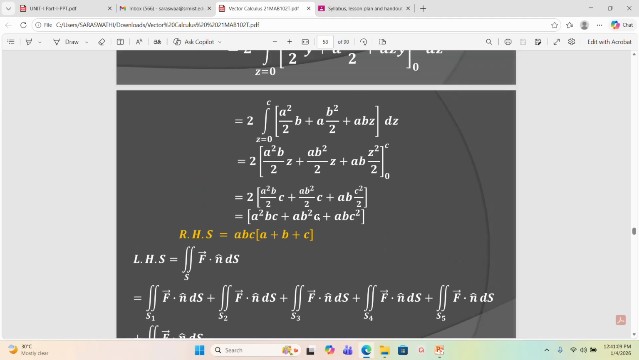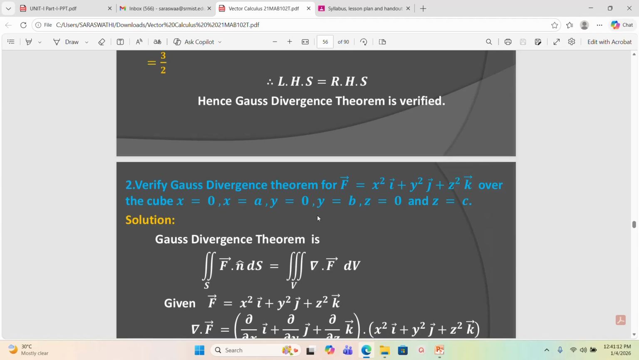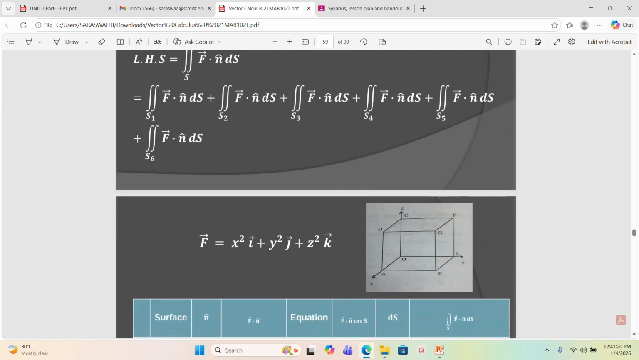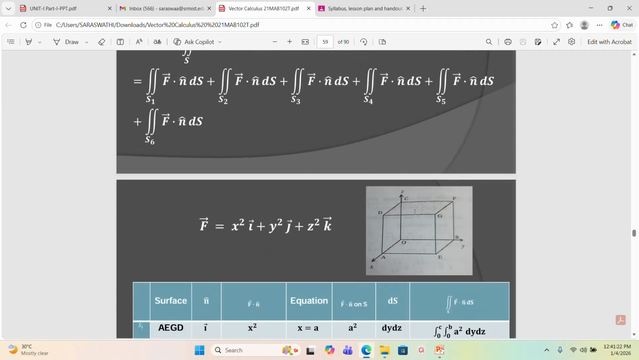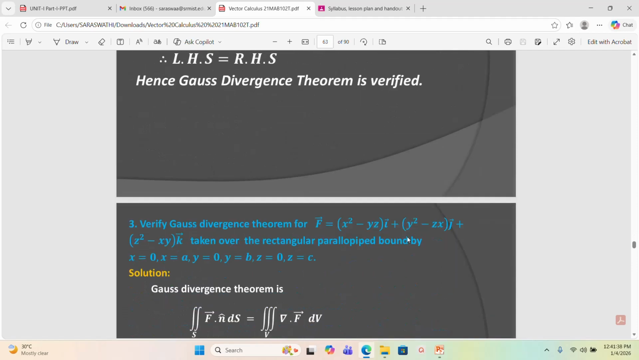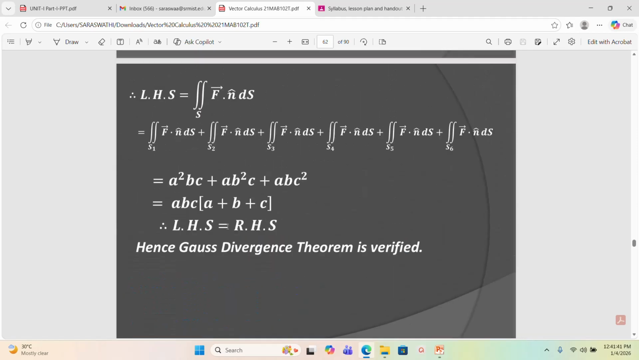So it is given for a cube, x equal to 0 to a, y equal to 0 to b, and z equal to 0 to c. So there are 6 surfaces. As before, we did the 6 surfaces: AEGD, OBEFC, EBFG and AOCD. So after finding all the 6 faces and integrating, we will get the answer ABC into (A plus B plus C).